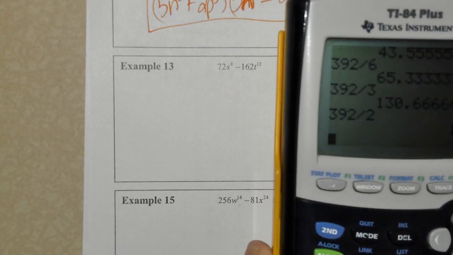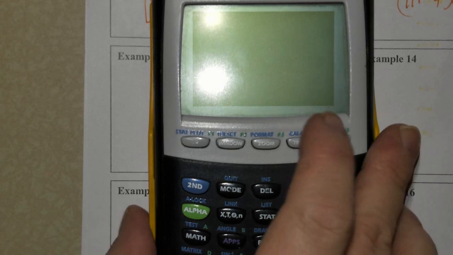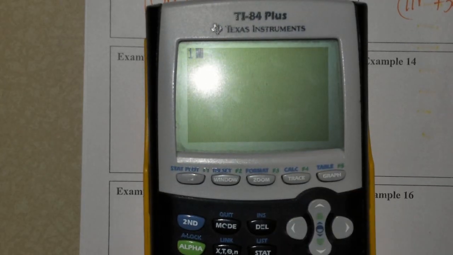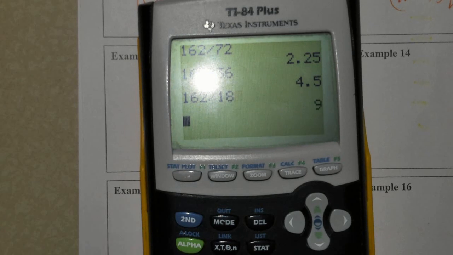I'm going to type in 162, and I'm going to start with the largest factor of 72 and work down until I find one that does divide it nicely. So divide it right now by 72. 72 does not work. I do not receive a whole number. Now divide it by 36. Doesn't work. Divide it by 18. It does work. Okay, so that means I can divide both terms by 18.